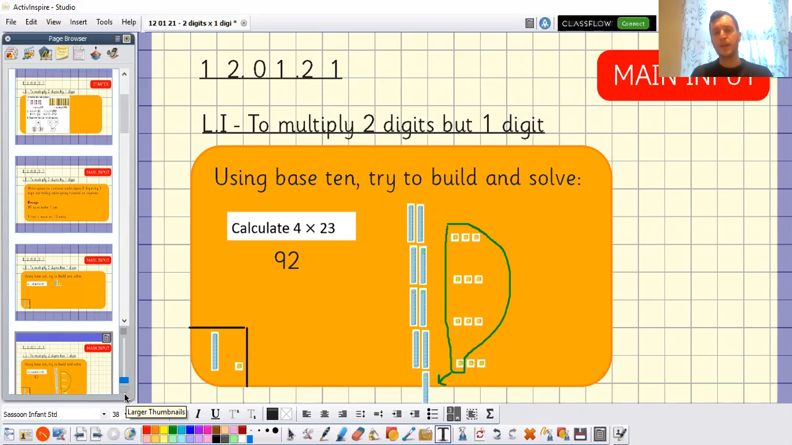That's quite a long way to solve that question though, because we've got to draw out all of our 10s, we've got to draw out all of our 1s, we've got to regroup 10 ones into 1 extra 10. So some of you might be thinking, Mr. Foster, is there not a quicker way we can solve? That's what I'm going to share with you now.